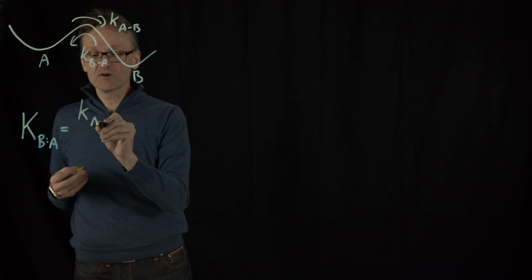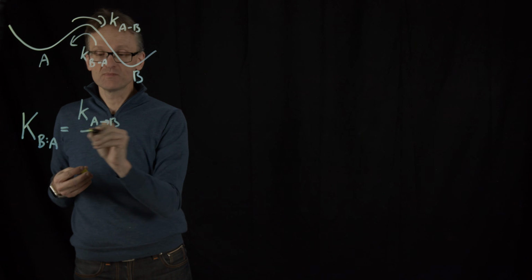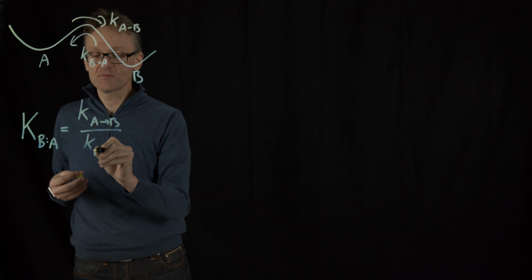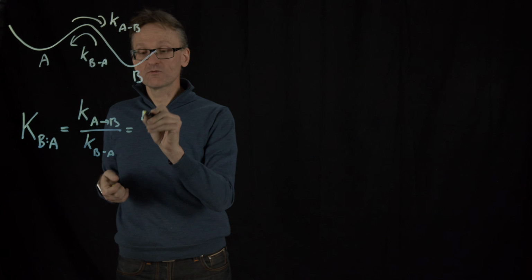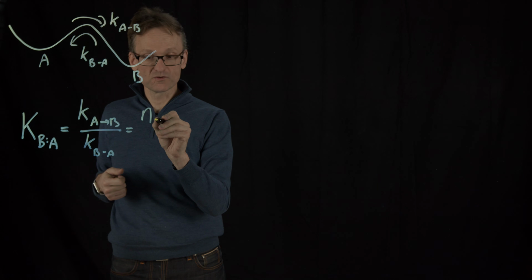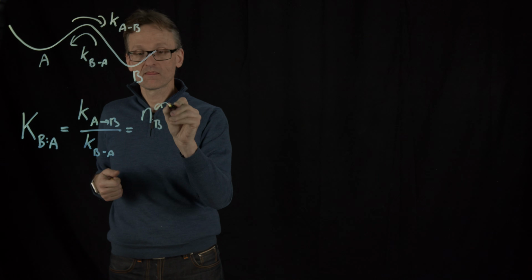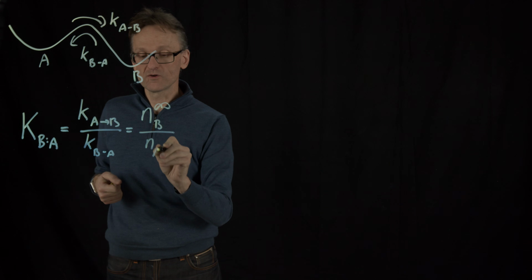again, at the equilibrium, the number of molecules going from A to B divided by the rate going from B to A. And another way of writing that is going to be at equilibrium, that's going to be the number of molecules in state B divided by the number of molecules in state A.